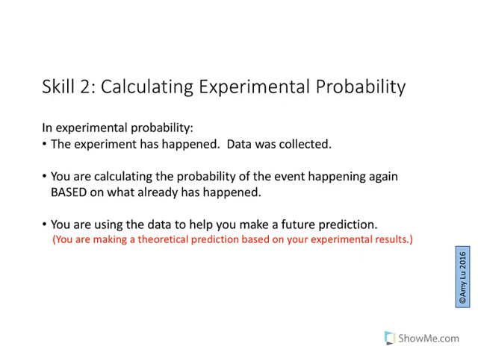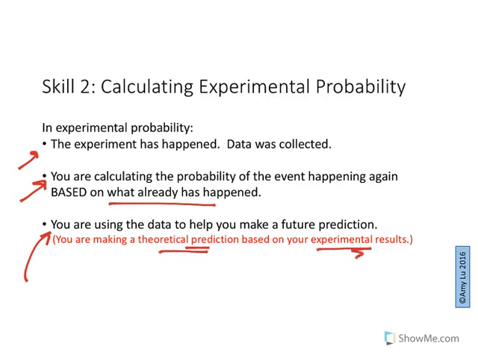So basically, in summary, calculating experimental probability. In this case, the experiment has already happened. Data has been collected. You are now calculating the probability of a future event happening based on what has already happened. So basically, in one nice neat sentence, you're using the data to help you make a future prediction. You're making a theoretical prediction based on your experimental results.